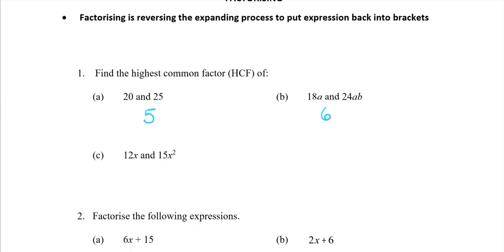Now this time there is also an a that is in both of those terms. So if there is a letter in both terms, that is a factor as well. So the a comes out as a factor. So 6a is the highest common factor.